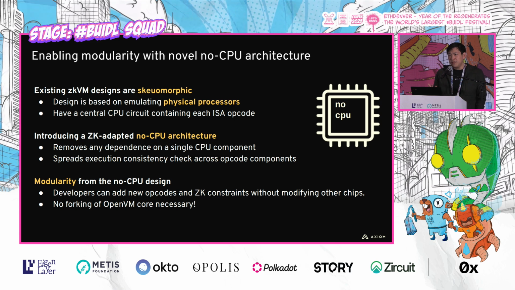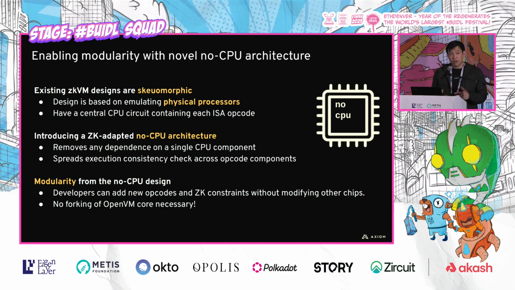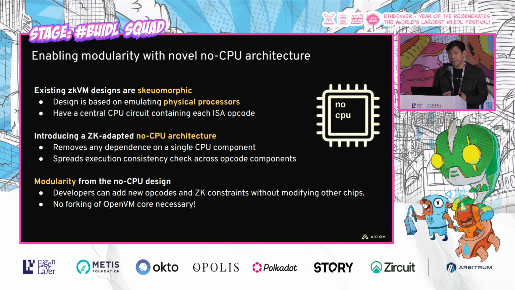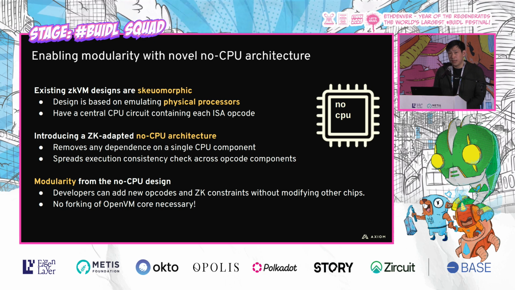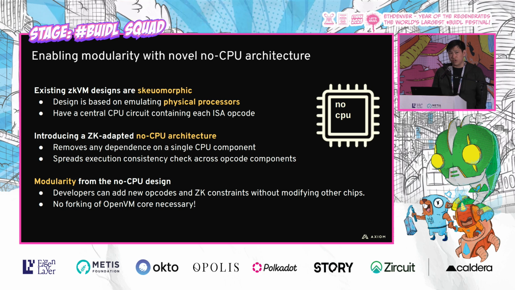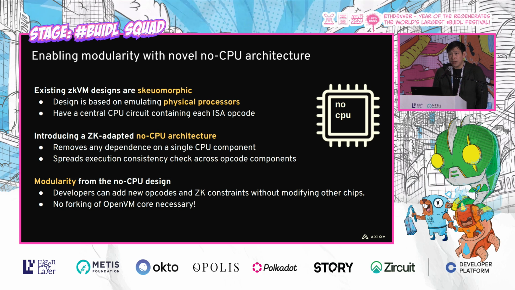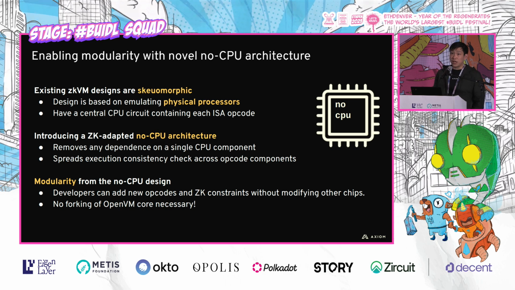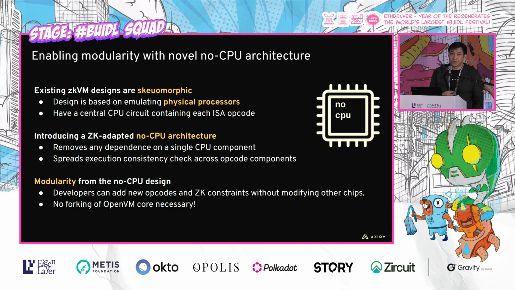And so what that means is that developers can freely add new opcodes by simply writing ZK constraints and circuits backing the opcodes that they're interested in, that satisfy certain input and output post and preconditions. And the overall no CPU architecture will make sure that the execution consistency involving those opcodes is constrained correctly. And so that's what enables us to allow developers to add VM extensions in their own repos without having to fork the upstream or modify the upstream.